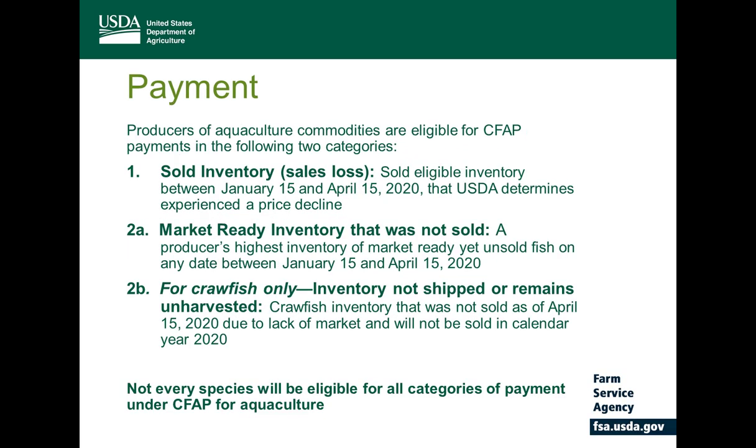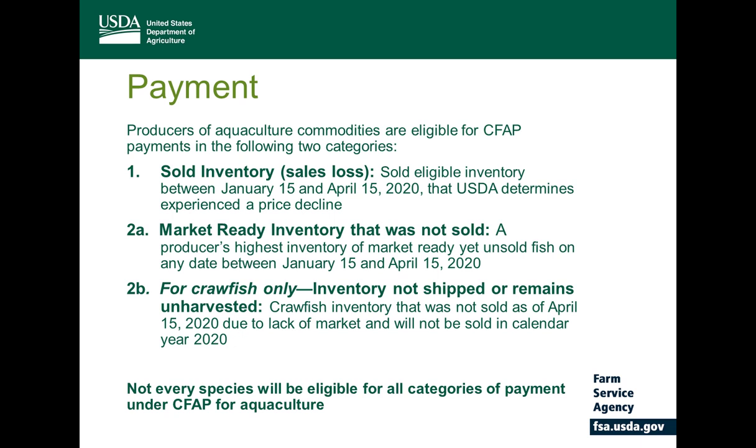So when we're looking at aquaculture and the payments, there's a little bit of a twist in this. And we'll get into that. But producers of aquaculture commodities are eligible for CFAP payments through basically two categories, and it depends on what the commodity is. So crayfish are eligible for two categories. The rest of aquaculture are eligible for two categories. Those categories are right here in front of us.